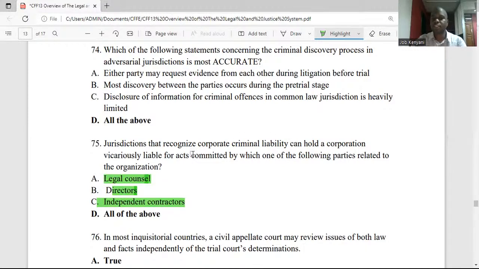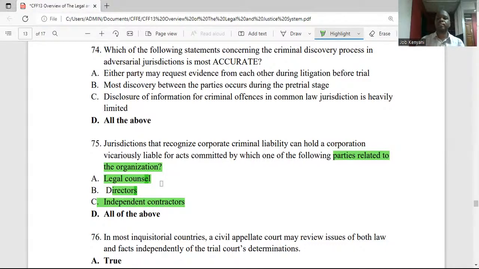So jurisdictions that recognize corporate criminal liability can hold a corporation vicariously liable for acts committed by which one of the following parties related. So you can see they're talking about related, and I'm saying in this case it happens in a master-servant relationship. So this legal counsel can be the employee of the corporate entity. These directors are employees of the corporate entity. The corporate entity can also engage an independent contractor, maybe to carry out a particular role on behalf of the corporate entity. So for the wrongs that are normally done by the directors, who will be held responsible? It is the company itself, the employer, the company that has employed these directors, if they commit any wrong, because they act, for example in this case, by entering into deals, transactions, contracts on behalf of the company.